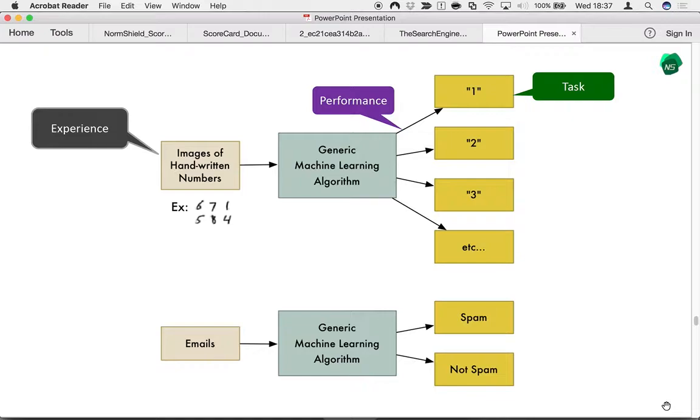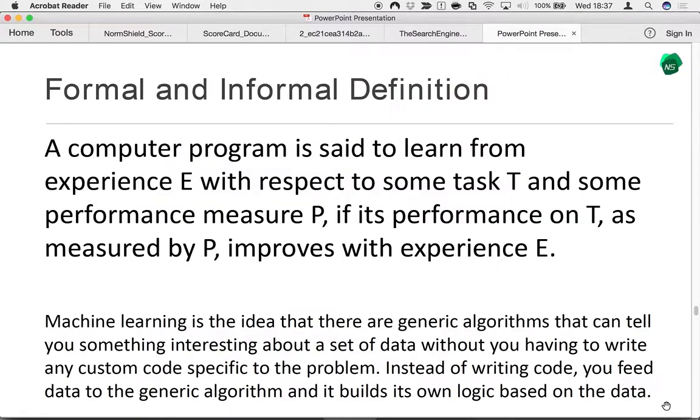That's machine learning. And it's the same for emails. Emails are the experience: looking at a lot of emails, some of them spam, some of them not, and then doing some mathematical analysis on these spam or normal emails, and coming up with a result that's spam or not spam. That is the task, and your performance is how accurately you classify an email as spam or not, right? So that is called machine learning.